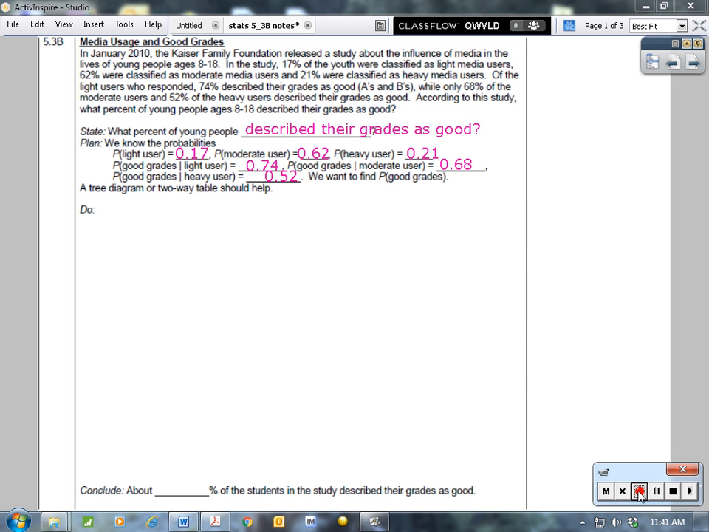Then of the light users who responded, 74% described their grades as good, meaning A's or B's, while only 68% of the moderate users described their grades as good, and 52% of the heavy users described their grades as good. Now, according to this study, what percentage of young people ages 8 to 18 describe their grades as good?